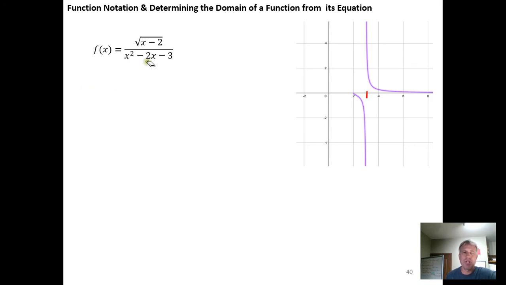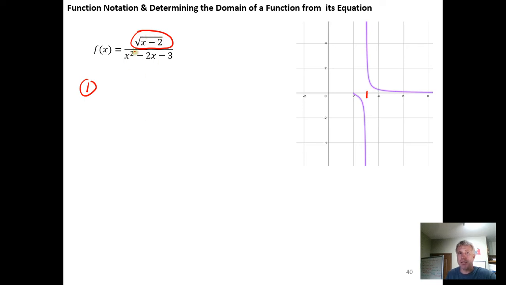the picture. We want to do it analytically, and what we're going to have to do is put together what we learned in the previous 2 videos to take care of this particular function. So the idea is twofold. We have 2 issues going on. One, we don't want to take the square root of a negative number. And this tells us that the stuff underneath the radical sign has to be non-negative.